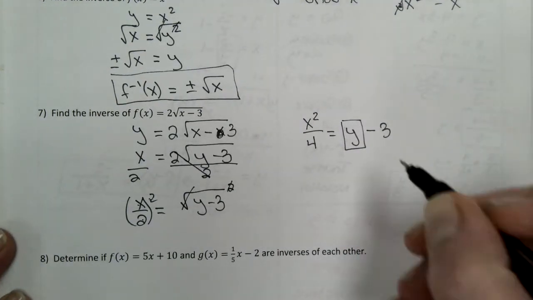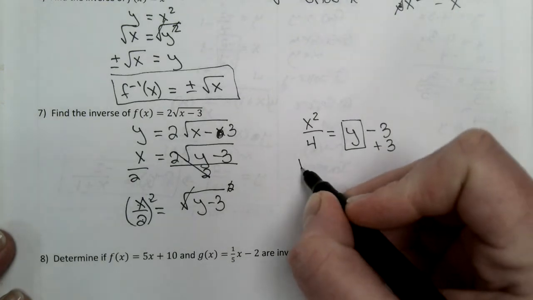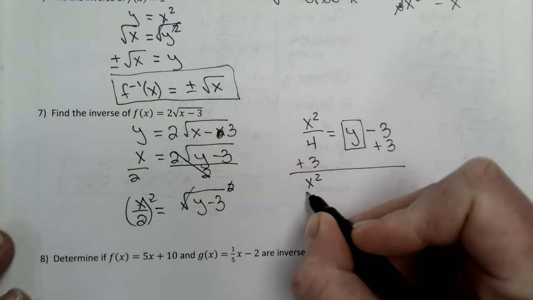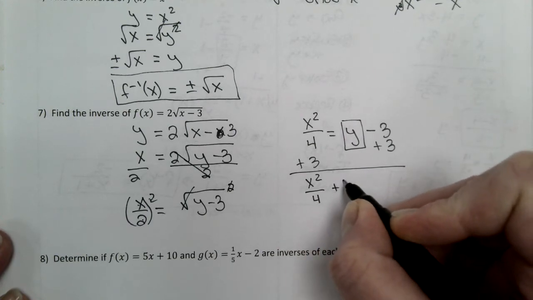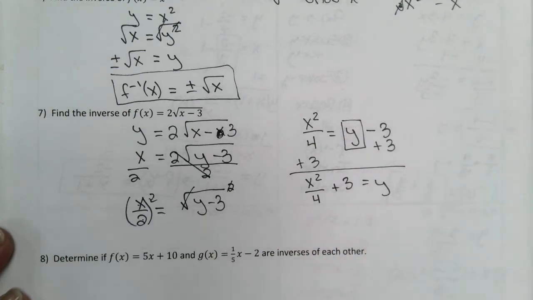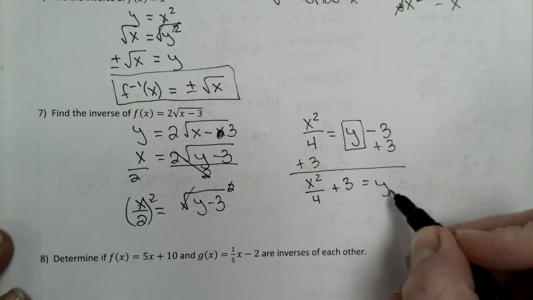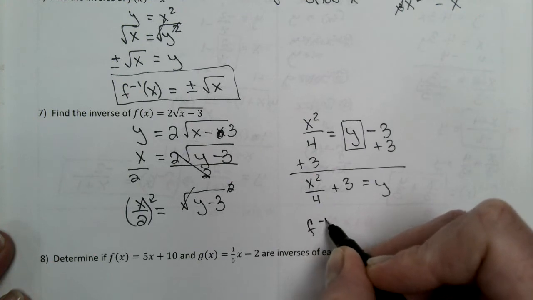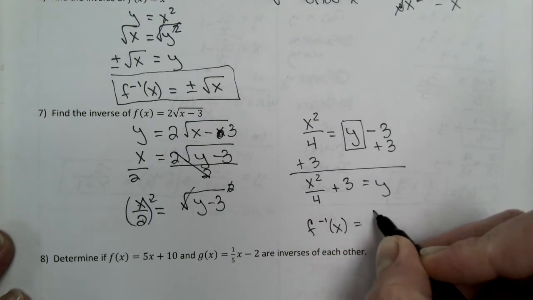Y is what I want to solve for, so I need to add 3 to both sides. I have x squared over 4 plus 3 equals y. And then I'm going to get rid of this y and replace it with function notation.